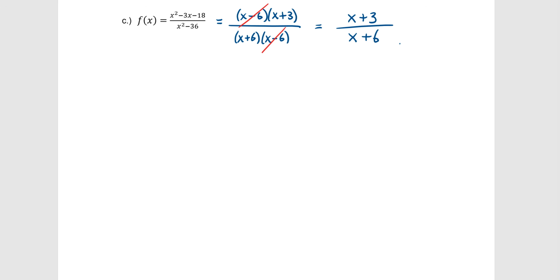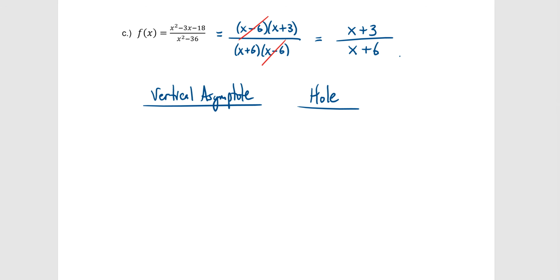So there's our simplified version of this function. Now, finding the vertical asymptotes and the holes. For the vertical asymptote, we go to the simplified version of the denominator, which is x plus 6. We set that equal to 0 and solve for x. Subtract 6 on both sides. 0 minus 6, we get x equals -6. So there's a vertical asymptote at x equals -6.